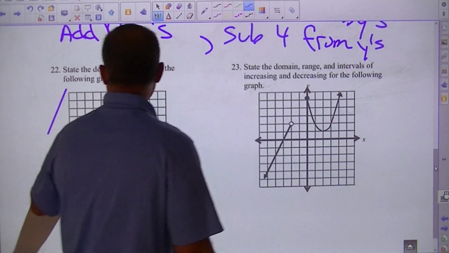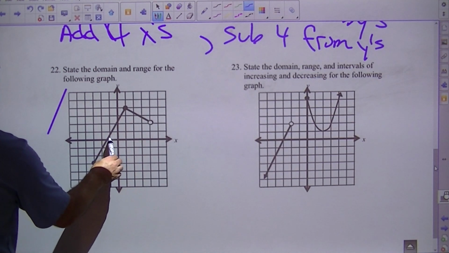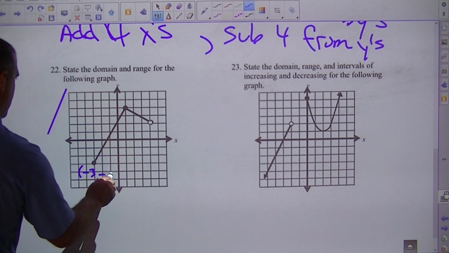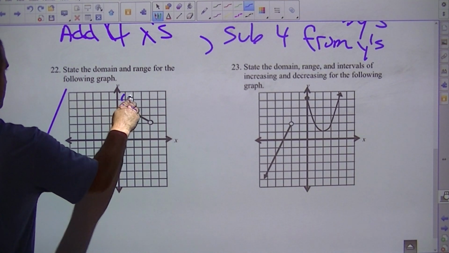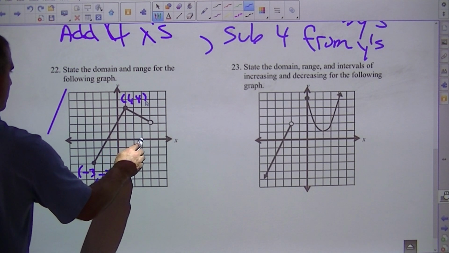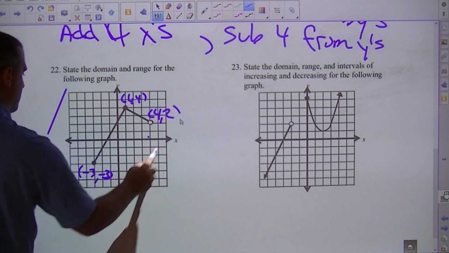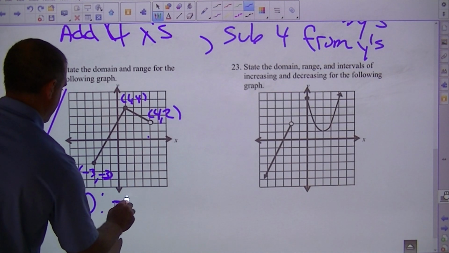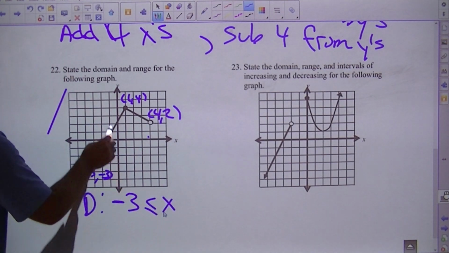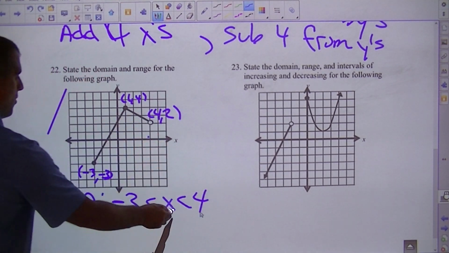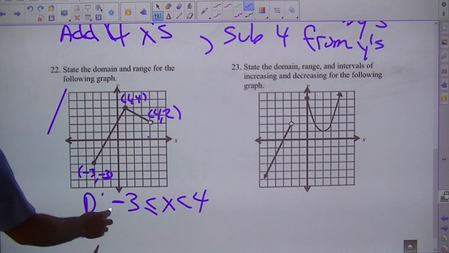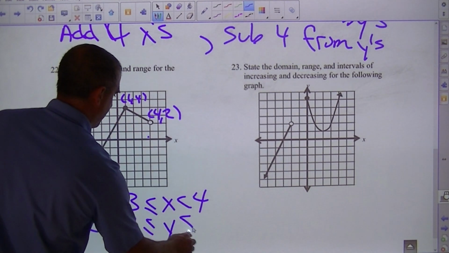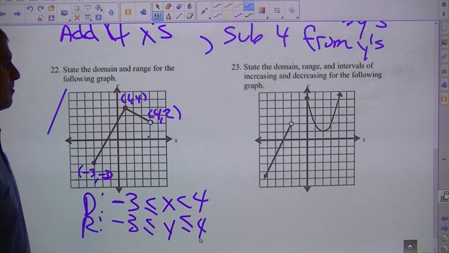State the domain and range. What you want to do is plot this. So 1, 2, 3, 1, 2, 3, 1, 2, 3. That's negative 3, negative 3. This is 1, 2, 3, 4. This is 1, 4. This is 1, 2, 3, 4, 4, 2. So when I'm doing domain, smallest x value, negative 3. And since it's in a closed circle, we'll have that. My biggest is 4. And since it's an open circle, it has that. Range, smallest y value is negative 3. Has that because it's closed circle. Biggest one is 4 up here. So that would be like that.